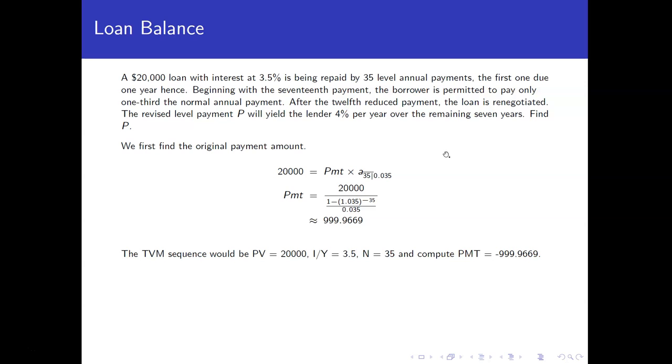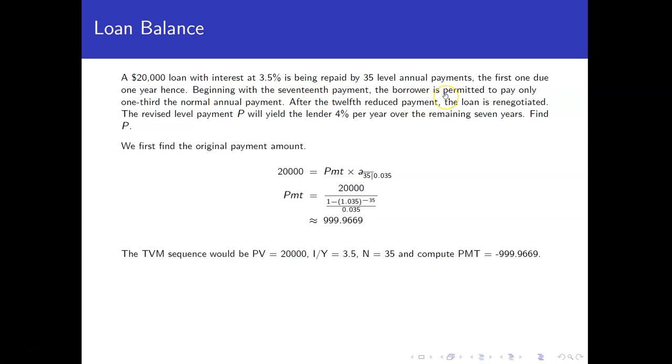All right, the first thing we're going to do is find the original payment amount. We do that straightforwardly. We've got the $20,000 loan and 35 payments, so we find the present value of those payments using a angle 35, calculate our payment, and we get $9.97-ish. We could also do that on our calculator with the time value of money buttons and get the same value. Probably it might even be a little bit easier to use the calculator throughout the entire problem.